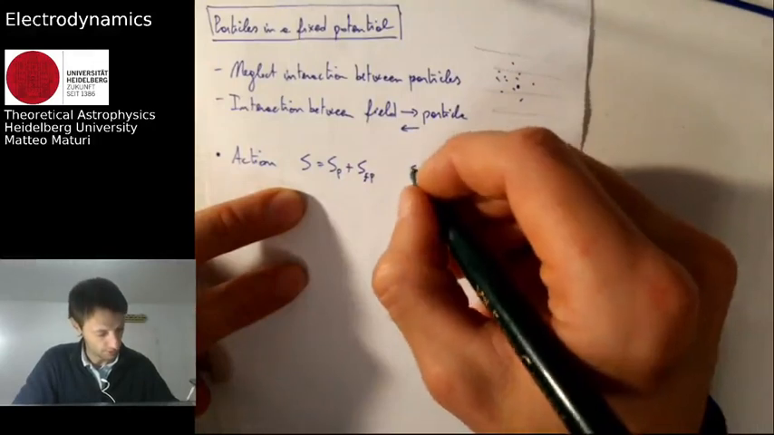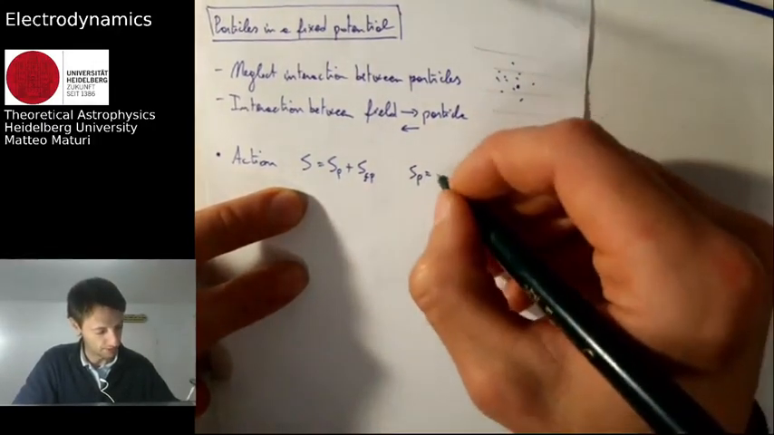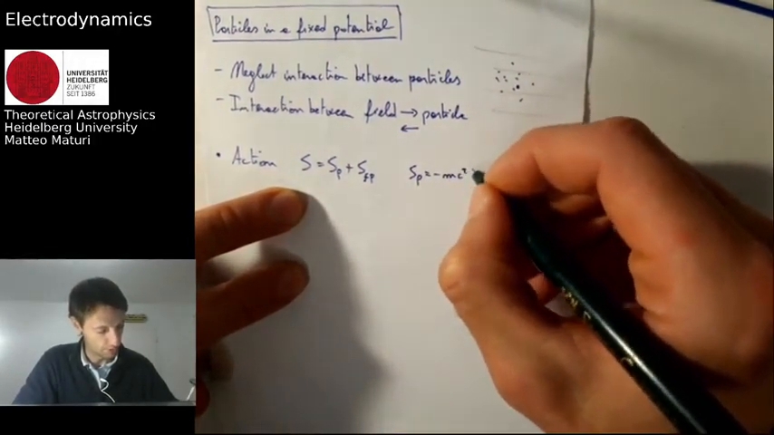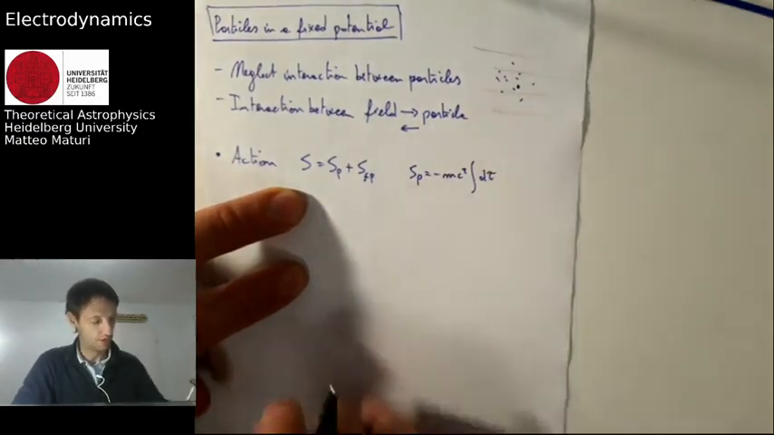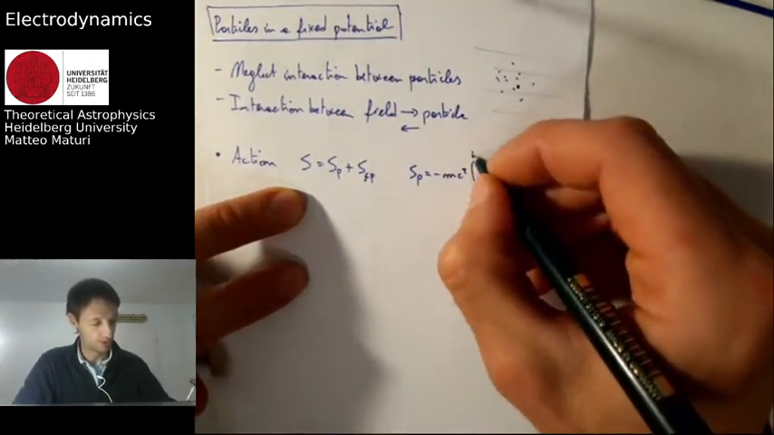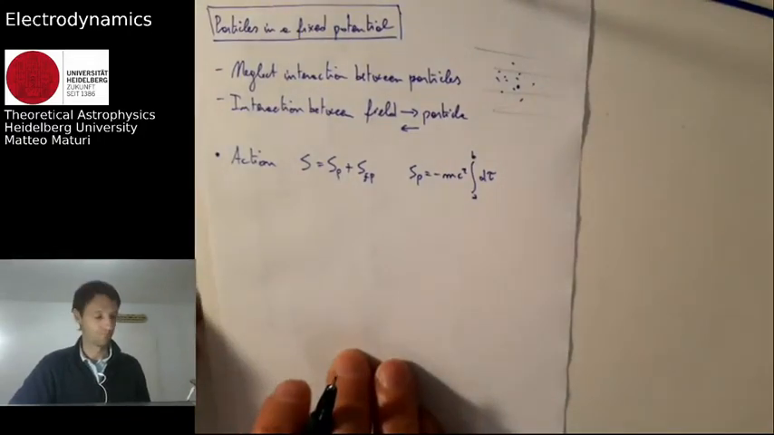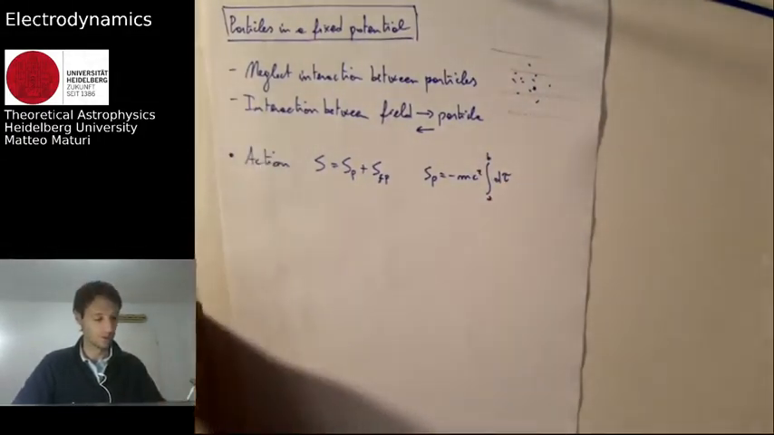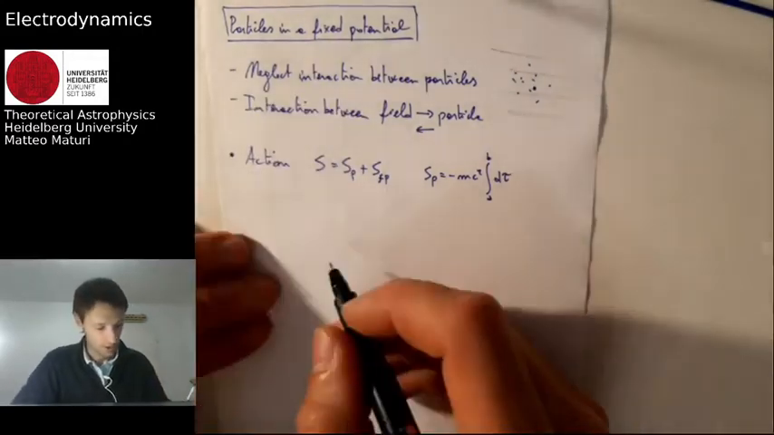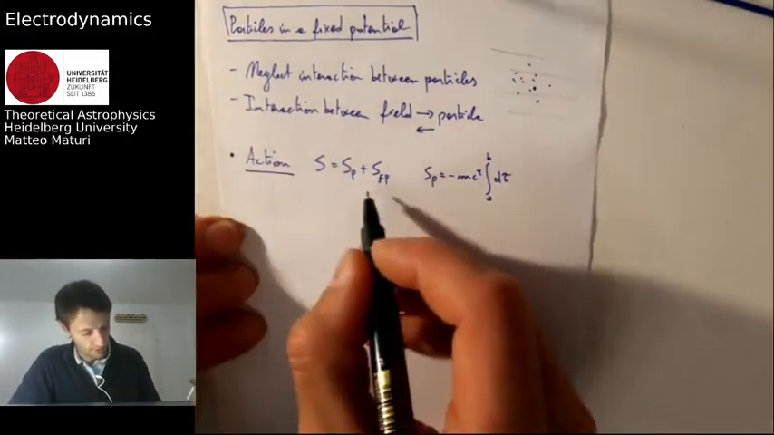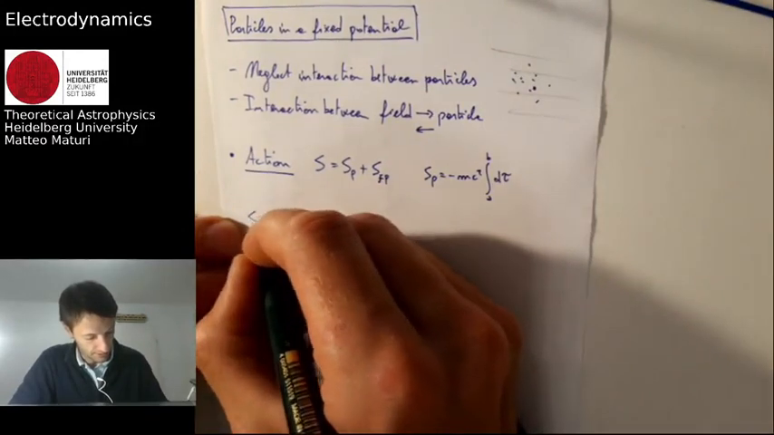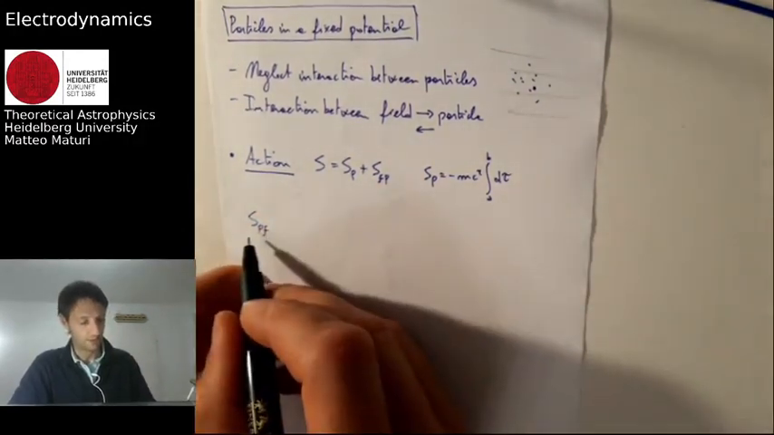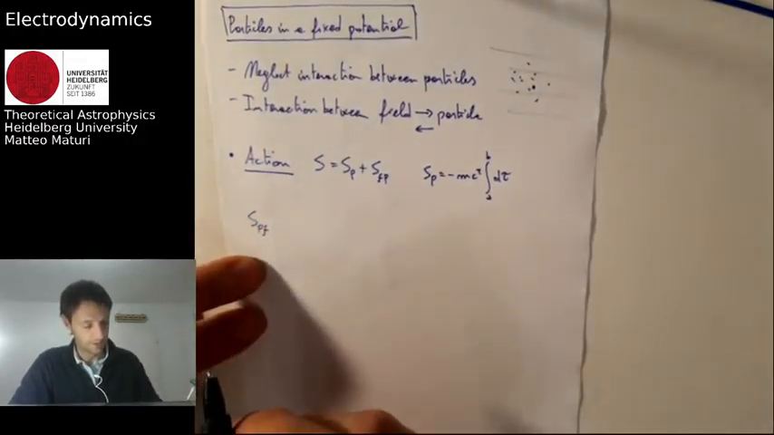Okay, I remind you that S_P, so the free particle, was minus mc squared, and then we have the integral over the tau between position A and position B. Okay, and the integral is along the world line, so in the four-dimensional space. Good. Let's give a look now at this S_PF, so the interaction particle field.